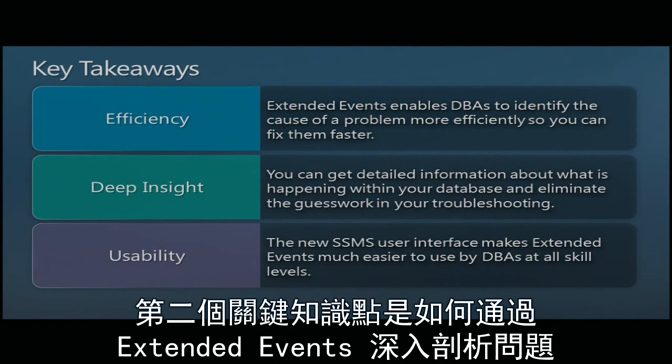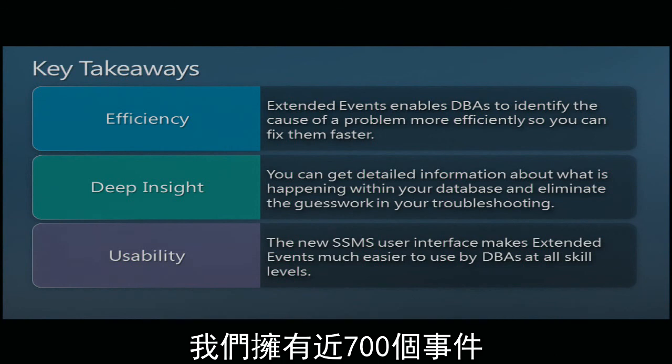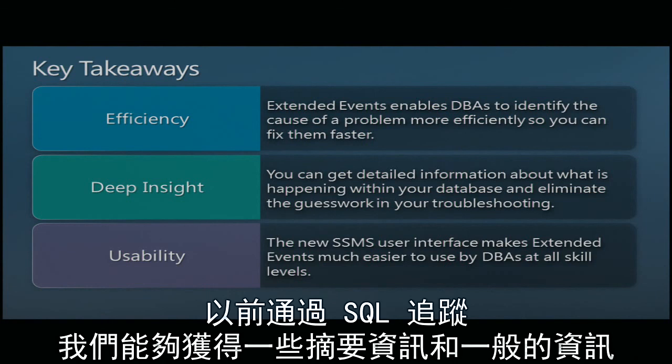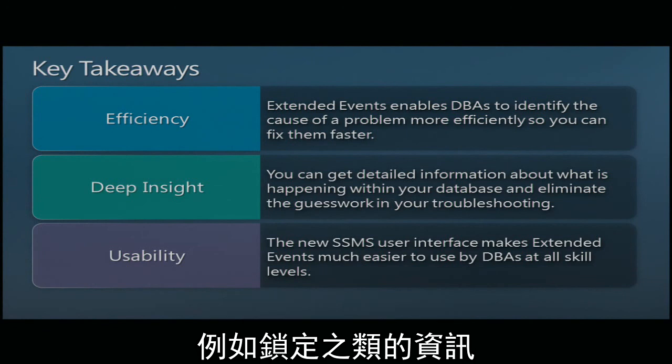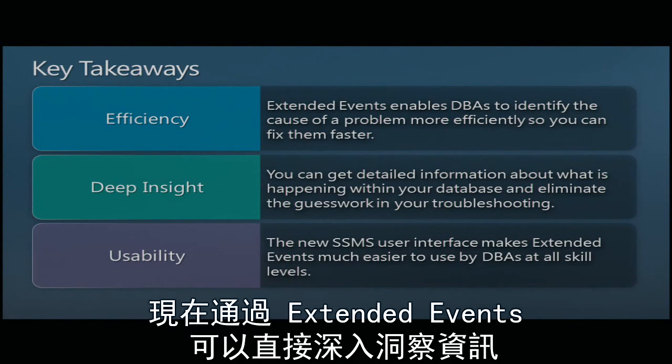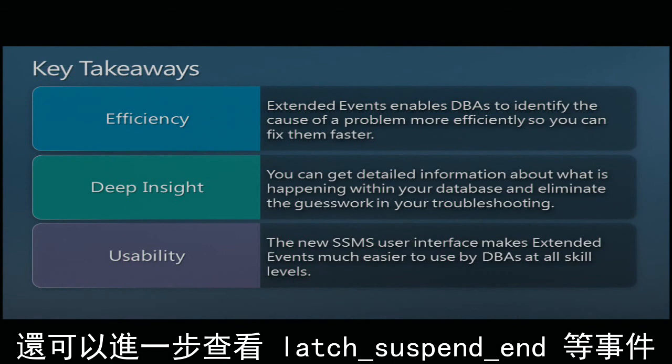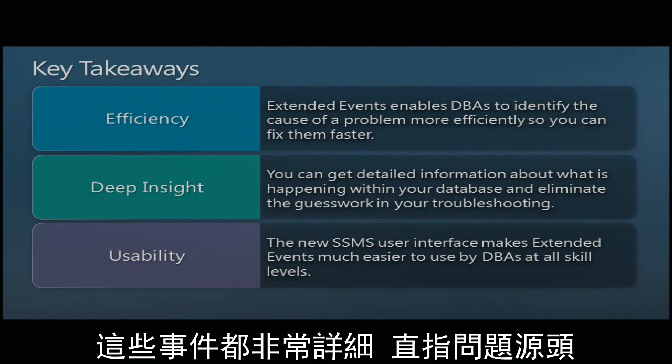The second piece of information is how you can get this deep insight using extended events. We have almost 700 events, I told you, that give you very detailed information about what's going on within the database engine. Back in the days of SQL Trace, you could get some high-level information, some medium-level information like locking and things like that. But now with extended events, you can drill all the way down to see exactly what waits are happening on the system on a per query execution basis. You can look at things like latch suspend and end, these very detailed events, what I like to call very close to the metal.